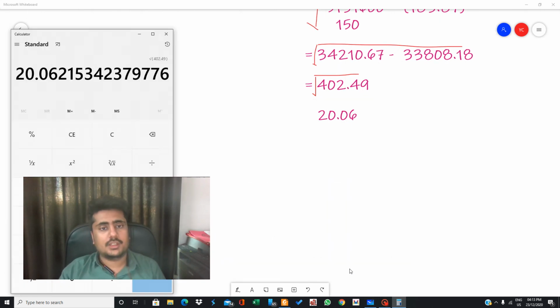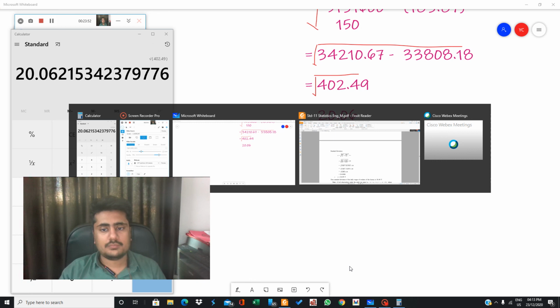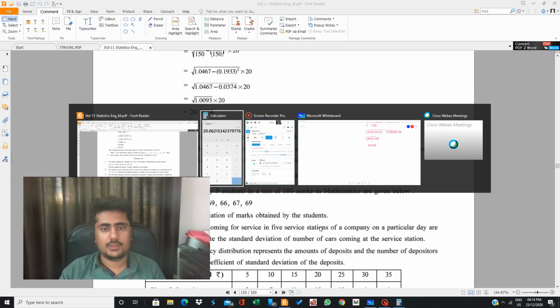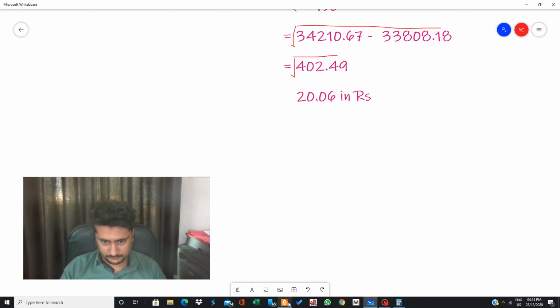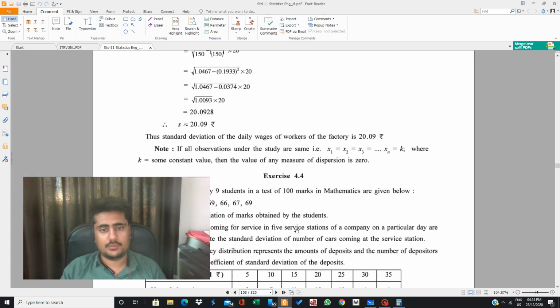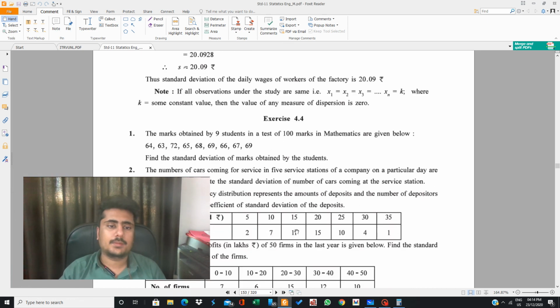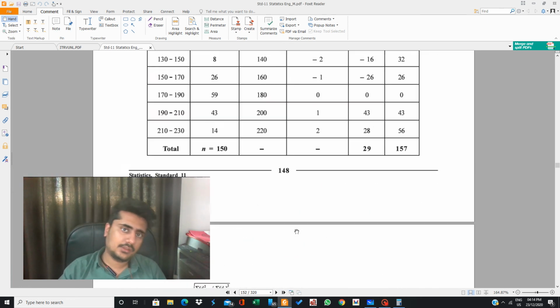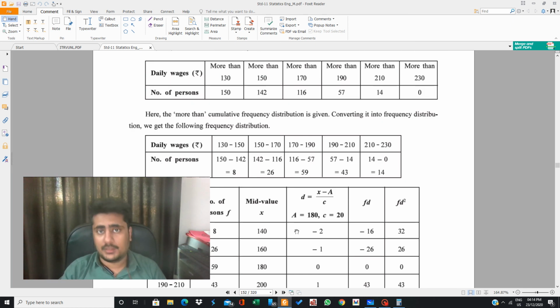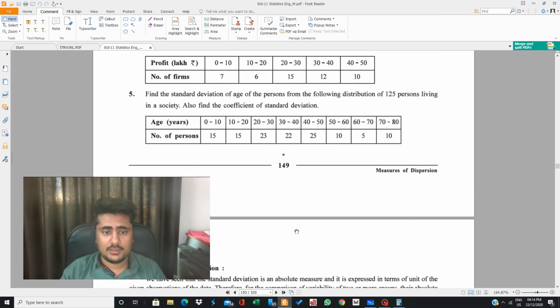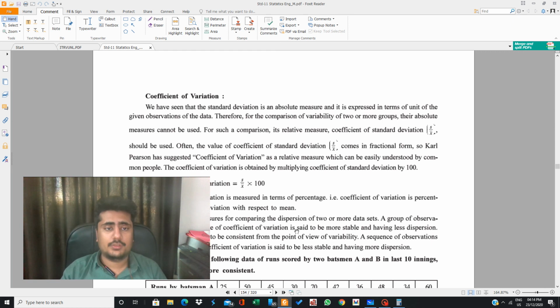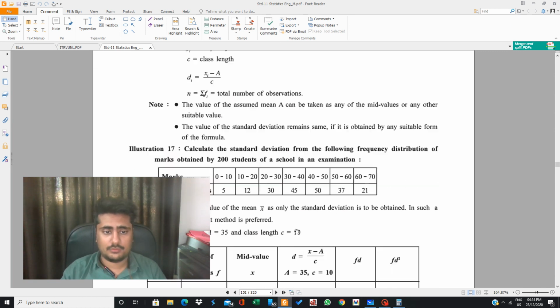What is this 20.06? Your xi is in rupees, so it is 20.06 rupees. So we have solved this question. We have completed this standard deviation part. We have seen everything, for when xi is given, fixi is given, and classes and frequency are given. This topic was very important. This topic continues as the coefficient of variation, which we will do in the next class.